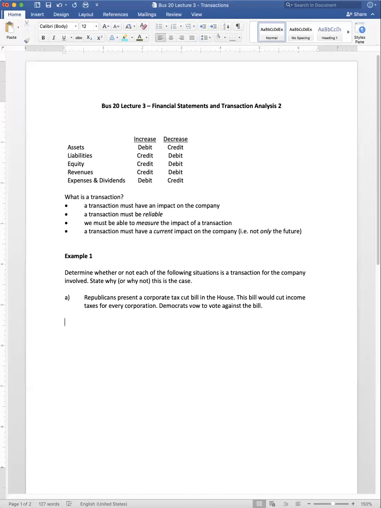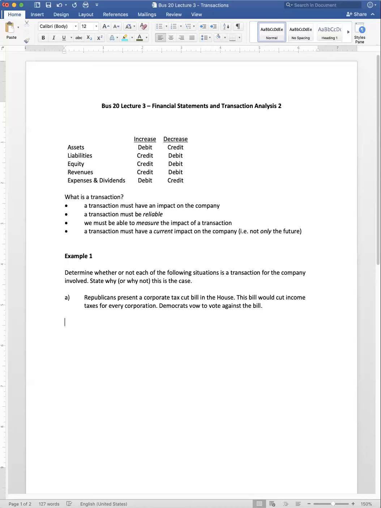Republicans present a corporate tax cut bill in the House. This bill would cut income taxes for every corporation. Democrats vow to vote against the bill. Okay, so let's say that I have a company and my company pays income taxes. Is this a transaction for my company?